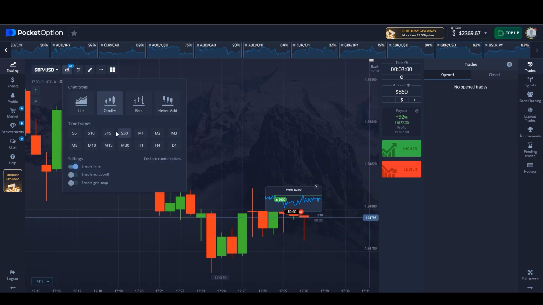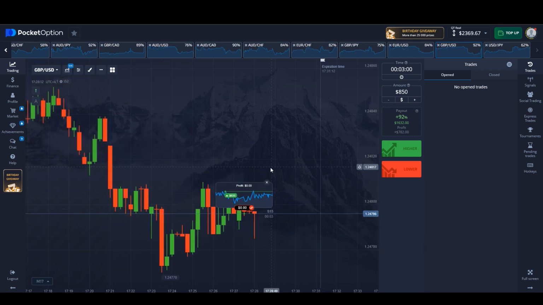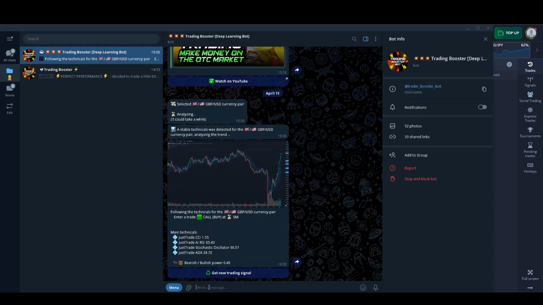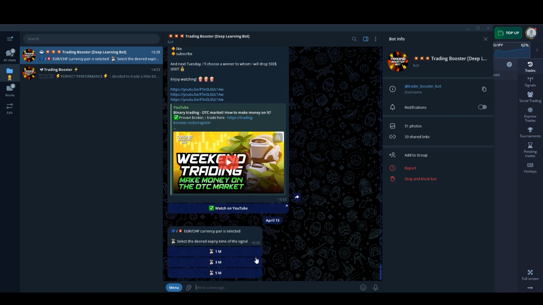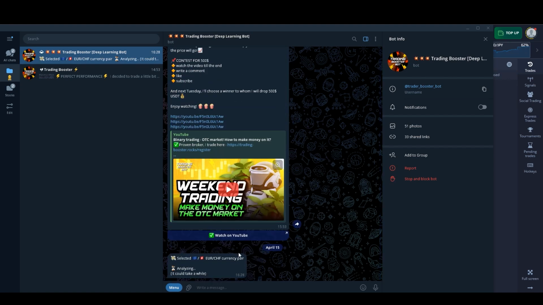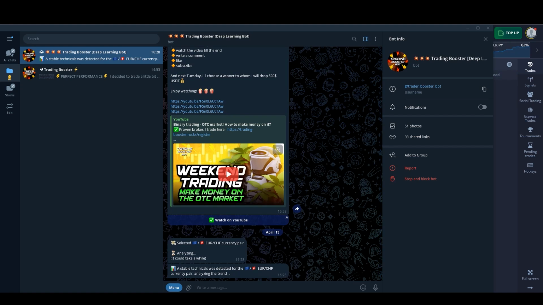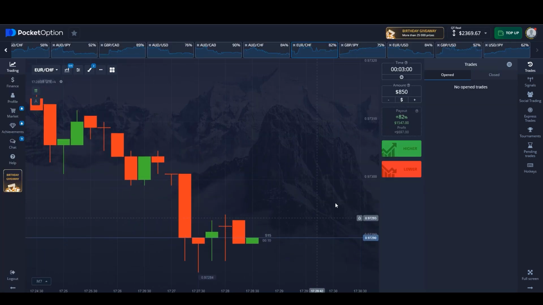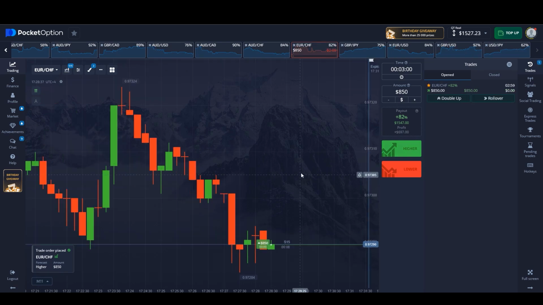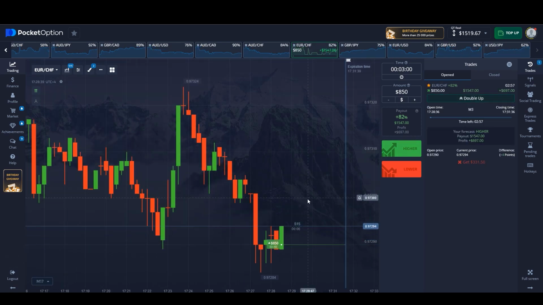I choose the 3 minutes, I choose the candlesticks of 15 seconds. And I choose a trading pair, for example, the euro, the Swiss franc. Go to the bot, click on get a new signal. I choose this trading pair and the expiration time is 3 minutes. I get a buy signal again, and right there I open my buy trade for $850.